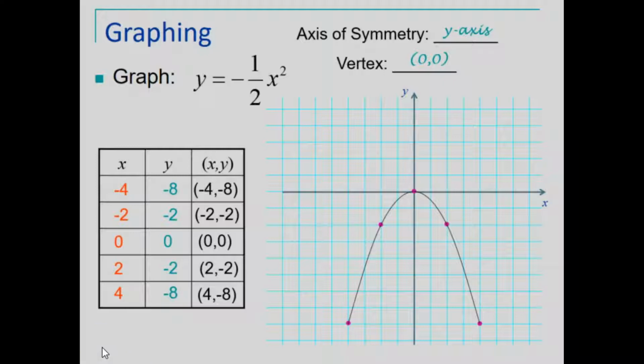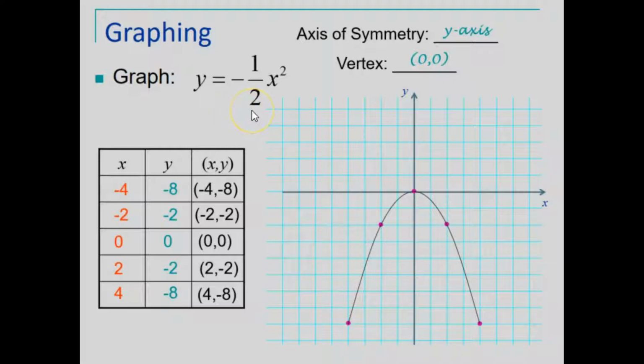It is the leading coefficient that determines whether the parabola opens upward or downward. Here we have a leading coefficient that's negative, and if you see, we have in fact a parabola that opens downward. In the previous example, the leading coefficient was positive, and as a result, the parabola opened upward.